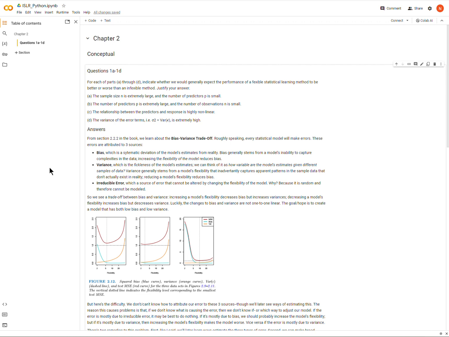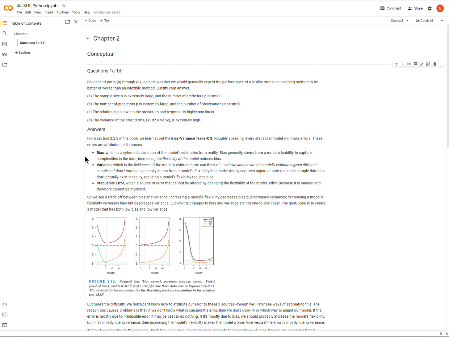When we make a model, maybe to predict something, the estimates of that model will be wrong somewhat. Maybe a lot, maybe a little, but it's not going to be perfect typically. And the source of those errors can be attributed to one of three sources: either bias or variance, hence the bias-variance trade-off, or irreducible error.